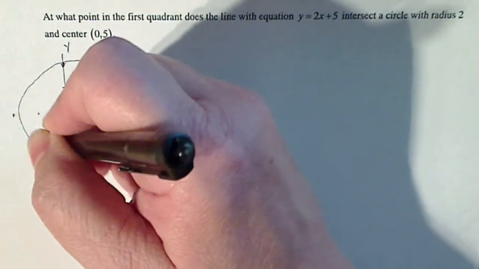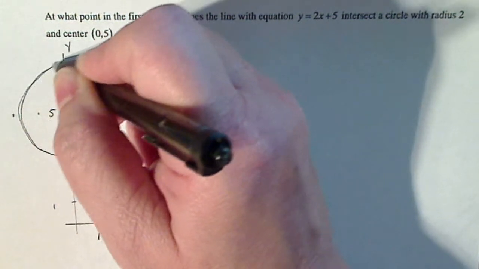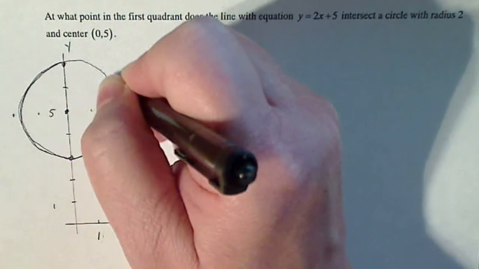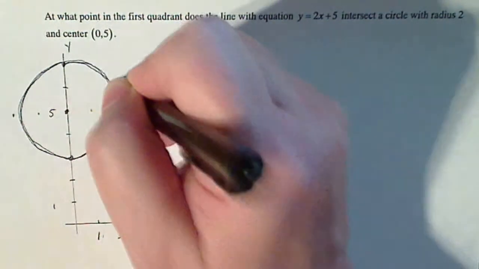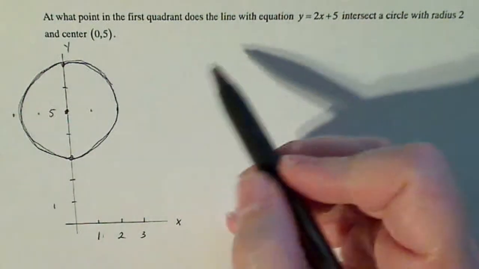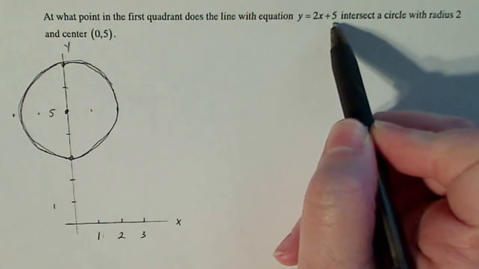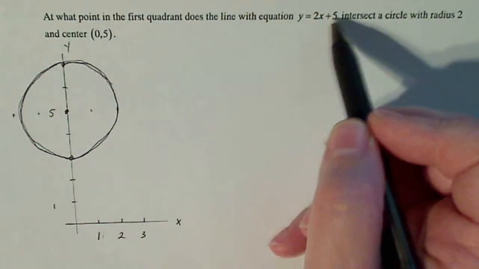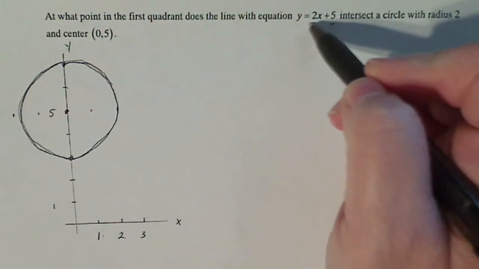Kind of missed that one over there, but it still looks circular. Now this graph is obviously not going to give me the exact values, but it's going to give me an idea of where it is. So now my equation of my line is y equals 2x plus 5, so it intersects the vertical axis at 5, and I have a slope of 2 over 1.